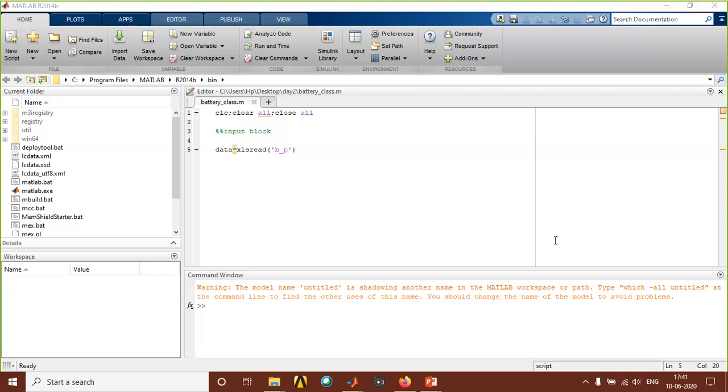Yeah, that's very important. The data file should be in the same folder in which you save your script file. If it is in another folder, it will not be able to read it. It will show you some error.